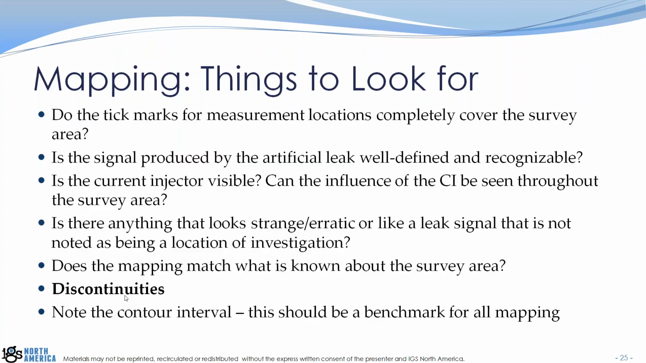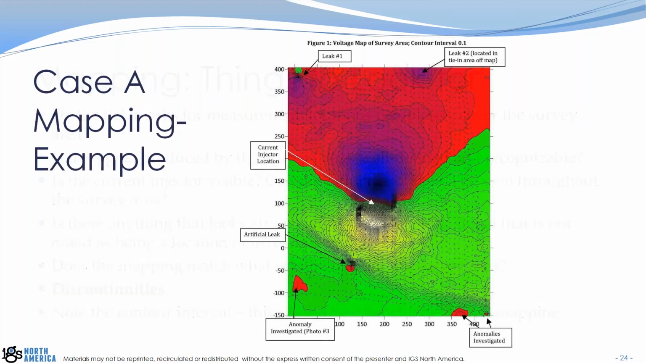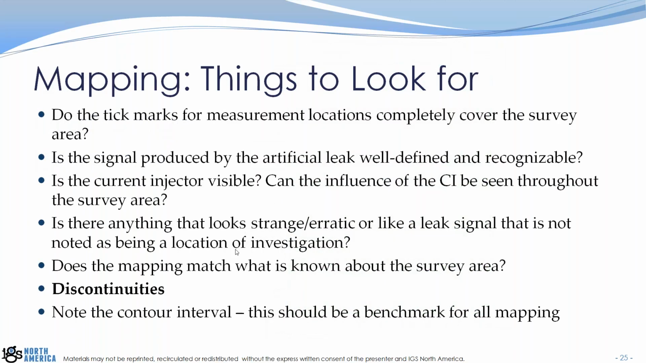Discontinuities. If the generator shuts off and the power shuts off, there will be an abrupt change in the voltage that you see on the map. So you're looking to make sure that it makes sense, that you have a constant flow from the current injector throughout the survey area, unless there's some reason, like a hole, standing water, something like that.